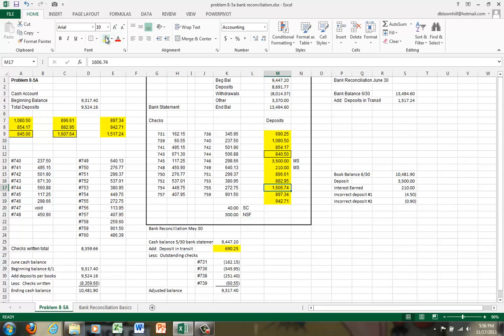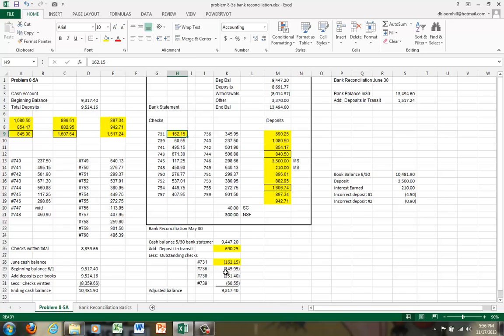Now we're going to go on to the checks. Once again, we're going to match the checks that we have written to the checks that have cleared on the bank statement. The first thing that we need to do is take a look at the outstanding checks that we had as of the end of May and make sure they settled in June. So in May, we wrote check number 731, 162.15, and the bank shows check number 731 settling for 162.15. So they match in number and amount. Very important to match the numbers and the amounts because you may have two checks for the same amount.